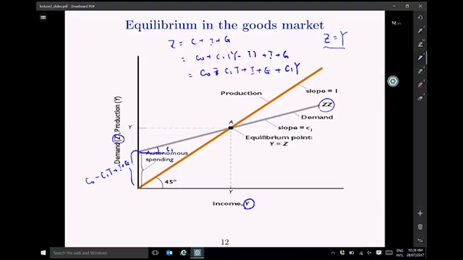Like this is a 45-degree line. That's why when you put the equilibrium condition together with the definition of aggregate demand, this 45-degree line is this orange one. You find that the intersection gives us the equilibrium in goods market. That's the equilibrium output in this economy. That's the one we solve in the next slide.